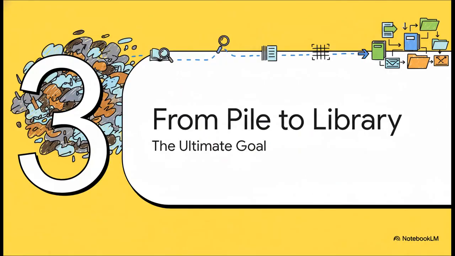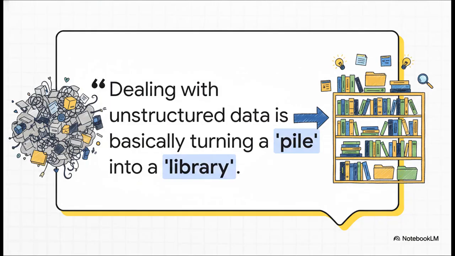So we have these four really powerful strategies for organizing our digital attic. But why even bother? What's the ultimate goal of all this tagging, scanning, and mapping? Well, the goal is a complete and total transformation. And this quote just says it all. You're not just tidying up, you're fundamentally changing what the information is. You are turning a useless, chaotic pile into an organized, searchable, and incredibly valuable library.